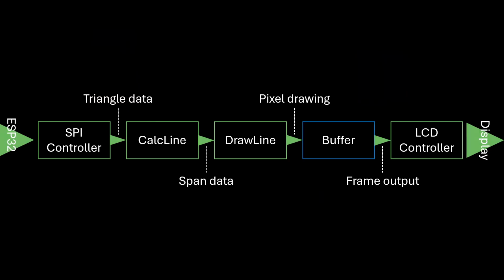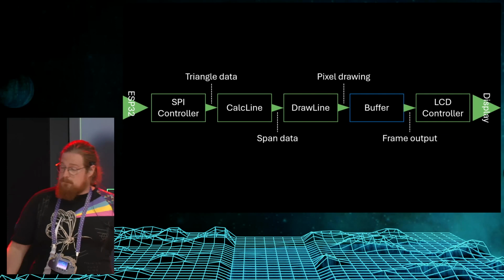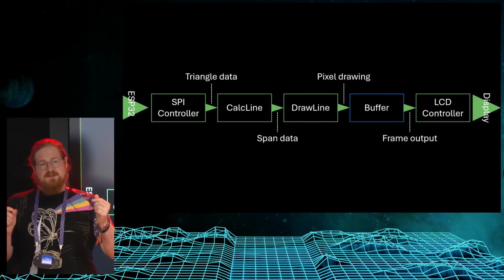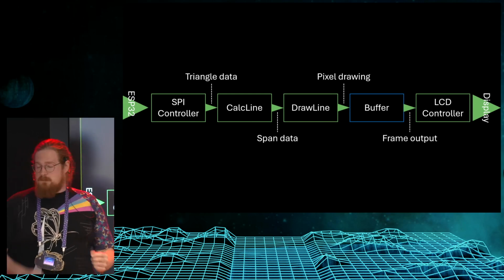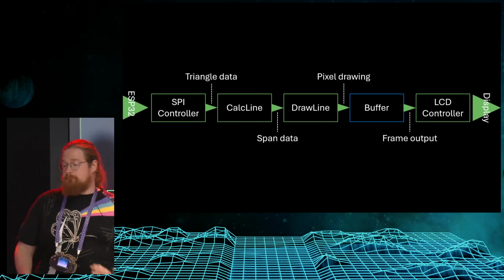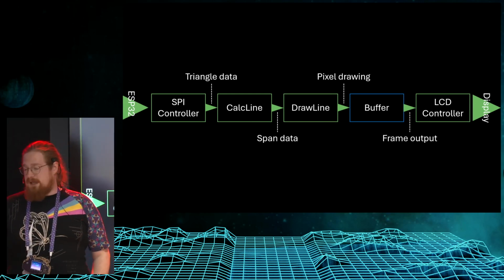So what does our FPGA architecture look like at this point? Of course, we're getting information from the ESP32. It's coming in via SPI. So we have an SPI controller, and the triangle data is coming in there, whatever the ESP32 has calculated. Then there's a component that I've called calc line that moves along the edges. And then it will pass that information, the beginning and end of a span, to the draw line component, which will fill it in. And that will then draw the pixels to a buffer. The buffer will be displayed on the LCD screen.